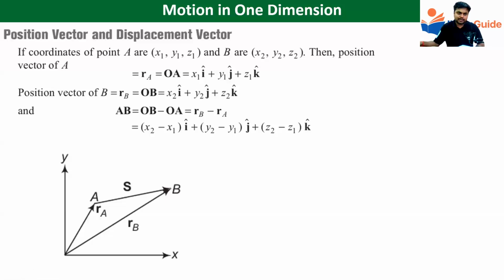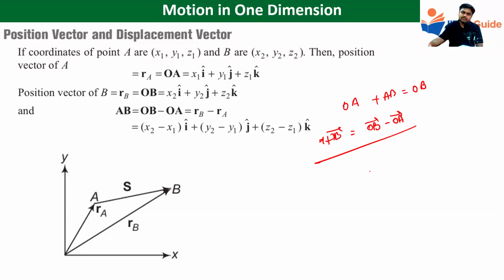Position vector and displacement vector. So, what is a position vector? From the origin to the point where the object is situated, that vector is known as the position vector. So here, OA is a position vector, OB is a position vector, and AB is the displacement vector. Clearly, we can see that OA plus AB is going to be OB. Therefore, the displacement vector AB is equal to OB minus OA.